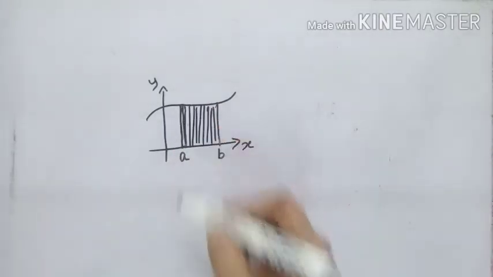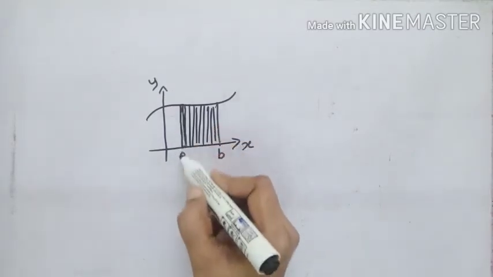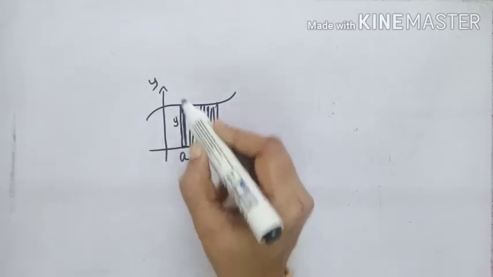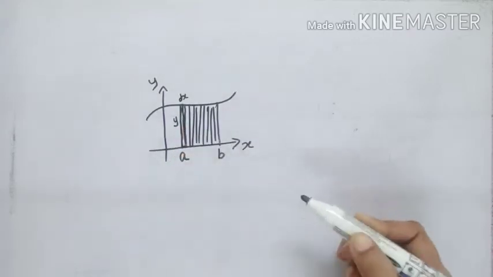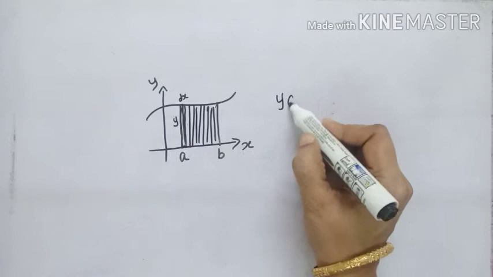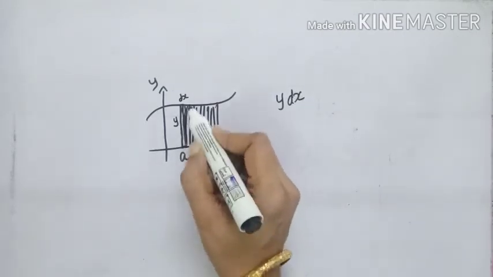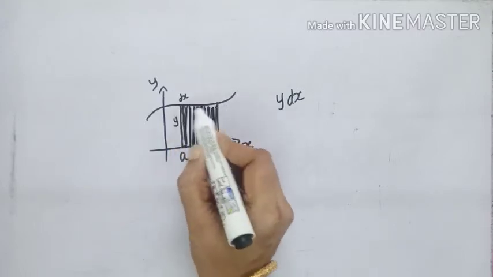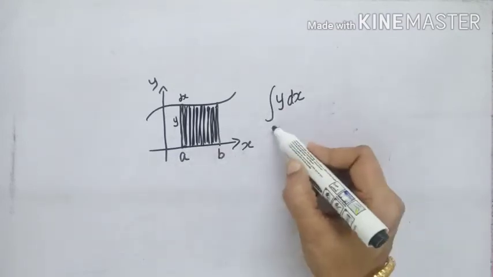What is the area of the rectangle? We say length into breadth. The length is nothing but y and the small width is nothing but a small change in x, which is nothing but dx. So the area of the rectangle is y into dx. How many such rectangles are there? There are numerous rectangles. So I want the full area, which means integration from A to B.